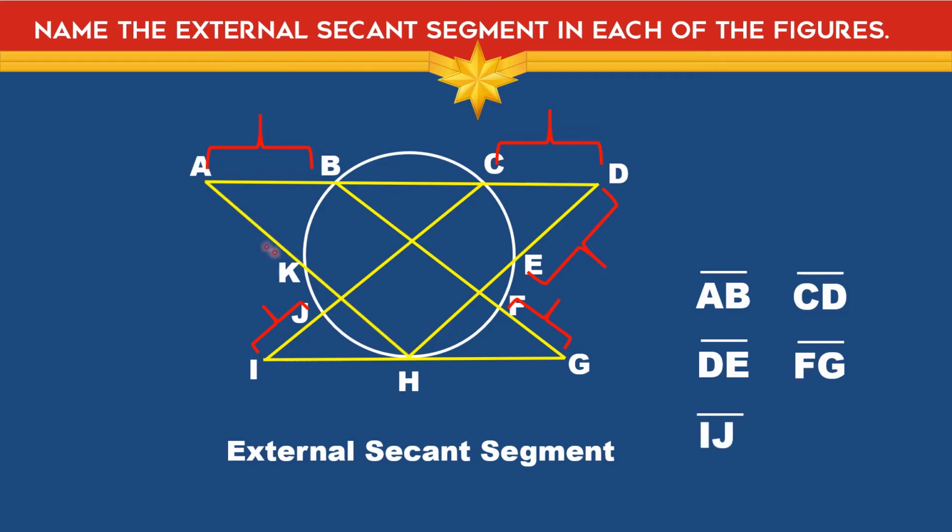How about if we are referring to segment AH? The external secant segment is segment AK. Did you get it all right? Very good.